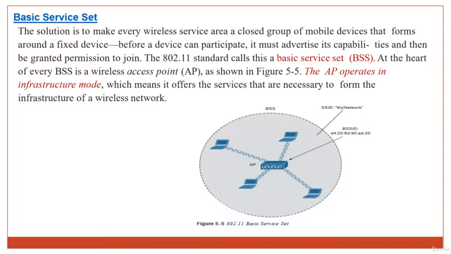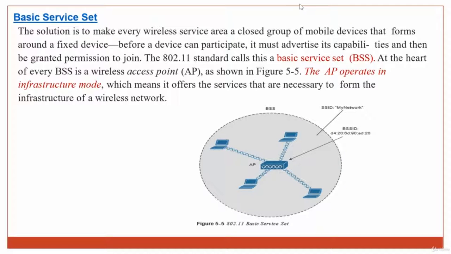And that central device name is access point. Now here in the diagram, you can see that all the wireless devices or endpoints are going to associate with the access point. Now, there are so many different terms that we should understand at this point of time.